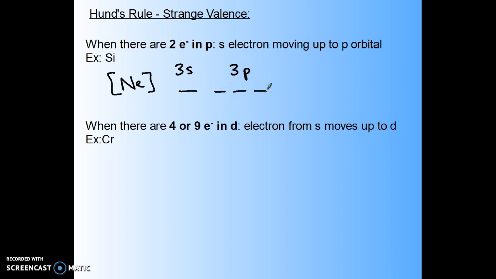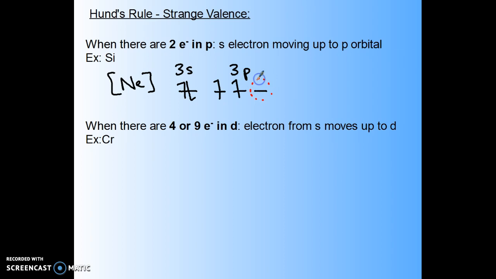So if we're going all the way over to silicon, we know that we have the 2 electrons that would be in the s, but then we also have 2 electrons in p. So I'm going to put 1 in each of the first 2 orbitals, and that gives us all the way up to silicon. Okay, so let's read what it says. When there are 2 electrons in p, an s electron moves up to the p orbital. So you see how we have this empty p orbital.